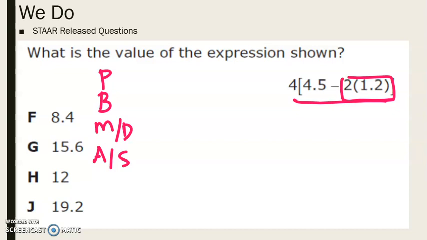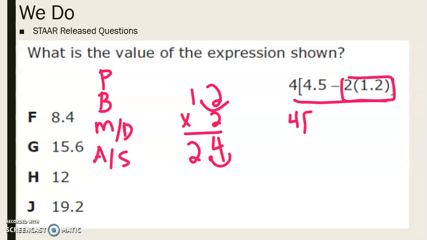Now, remember they told us in the video earlier, if there is no operation symbol next to parentheses, you're going to multiply. So really, this means to multiply. So we're going to have 1 and 2/10 times 2. Remember, when you multiply decimals, you don't need to line them up. So 2 times 2 is 4. And 1 times 2 is 2. Remember to include your place value. So I have 1 place value behind my decimal. So in this case, this becomes 2 and 4/10. So I'm going to rewrite my problem. And I have 4 brackets 4 and 5/10 minus 2 and 4/10 brackets.